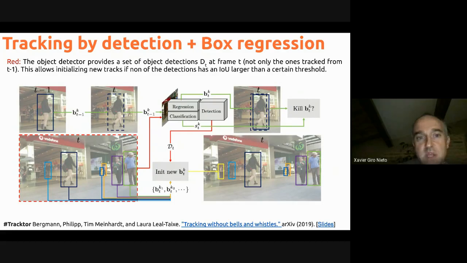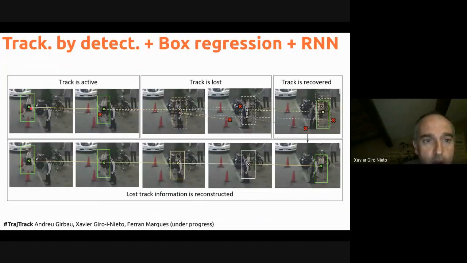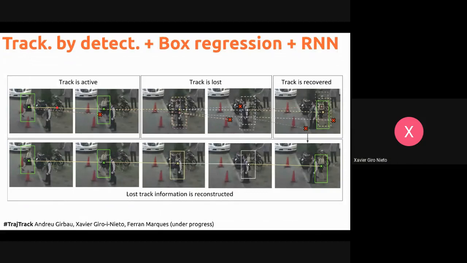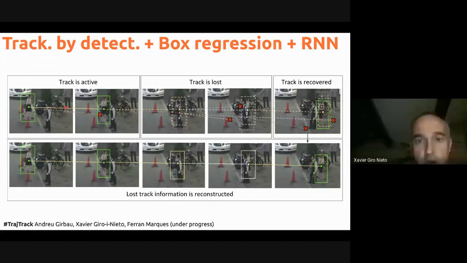So if one of the objects gets occluded, just look at this lady here. So this lady at this point is behind this gentleman here, so it's very difficult that the lady is even detected, let's say. But if we have the potential to remember the trajectory of the lady that was following here, and also the appearance of it with an RNN, it's possible to recover the track.